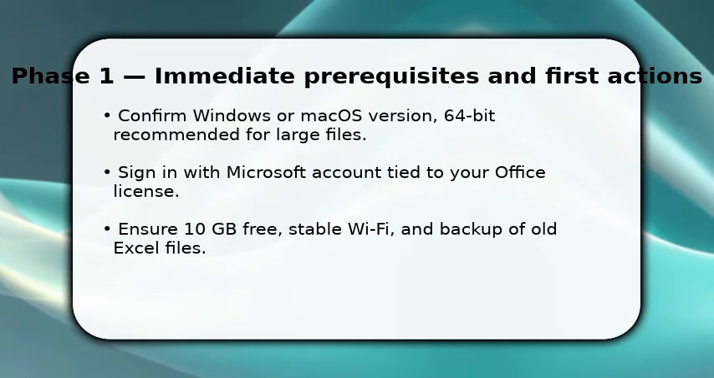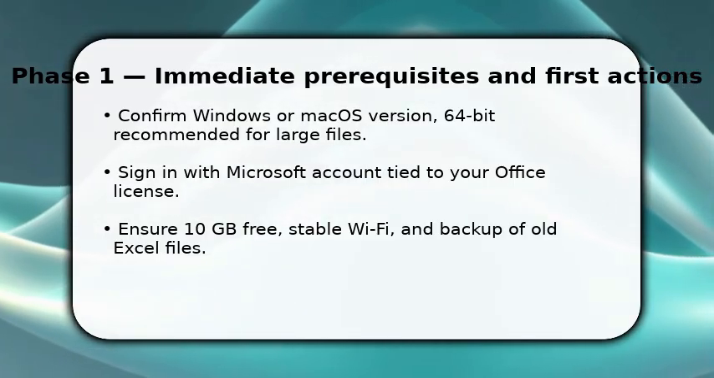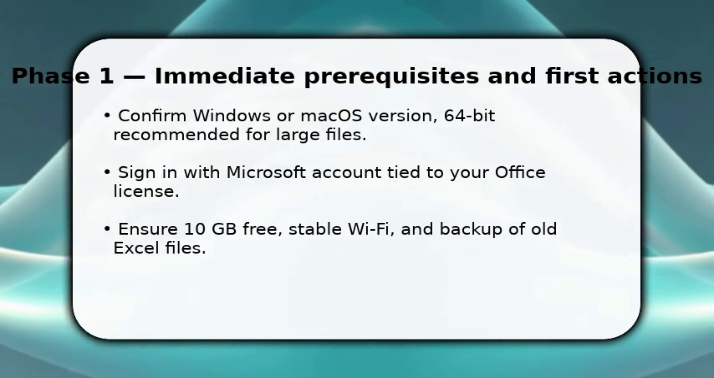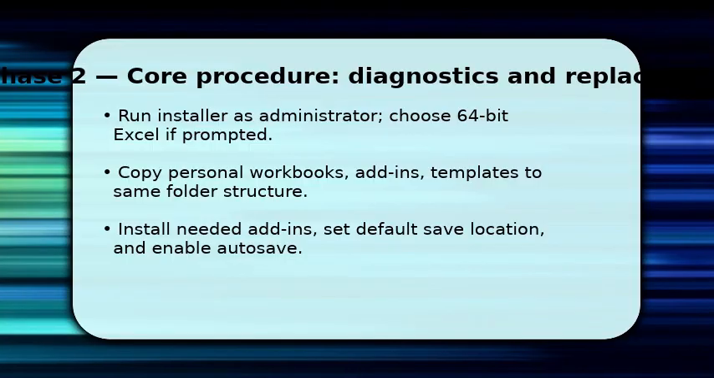Now, open the Microsoft account portal or the Office installer link you already have and start the download. The installer will guide the next steps. You run the Office installer as administrator and choose the 64-bit build for performance if you work with large workbooks. While installation proceeds, prepare to transfer files.